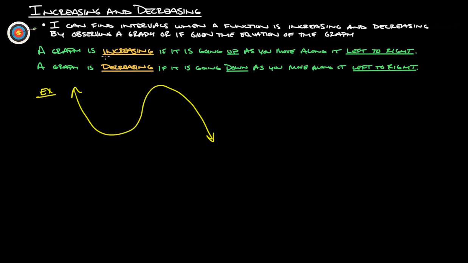A graph is increasing if it is going up as you move left to right. So just always think you're reading a book. Always go from left to right. Okay, a graph is decreasing if it's going down as you move from left to right.